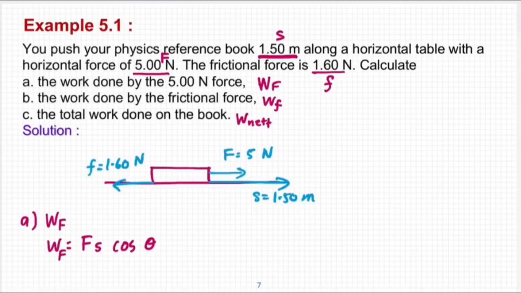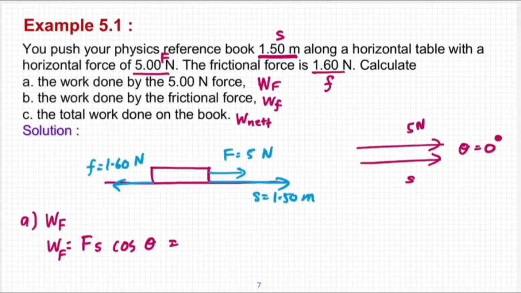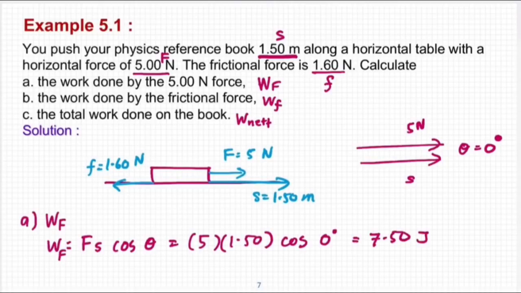And then theta is the angle between the 5 Newton force and also the displacement. The 5 Newton force is to the right and displacement is also in the same direction. So the angle between them is 0 degree. And then substitute in all the values into the equation, and you will get the final answer, 7.50 joule.